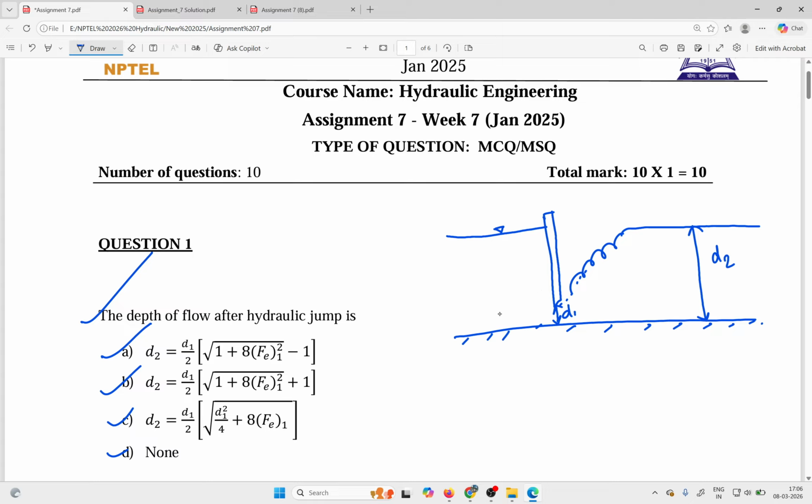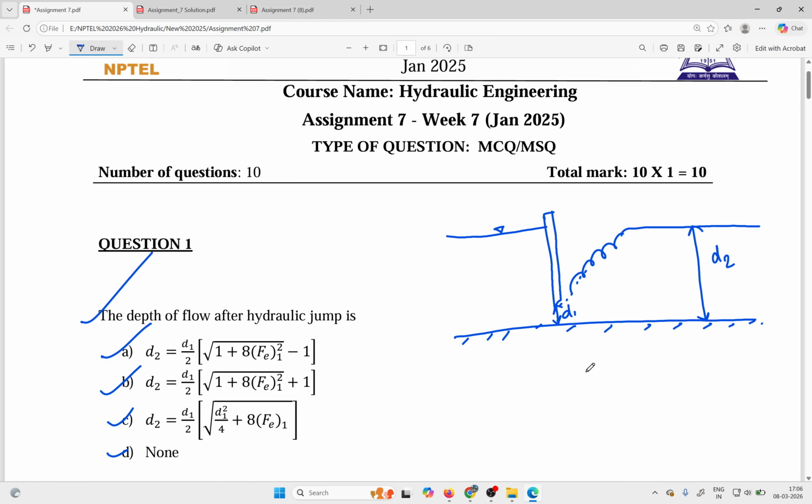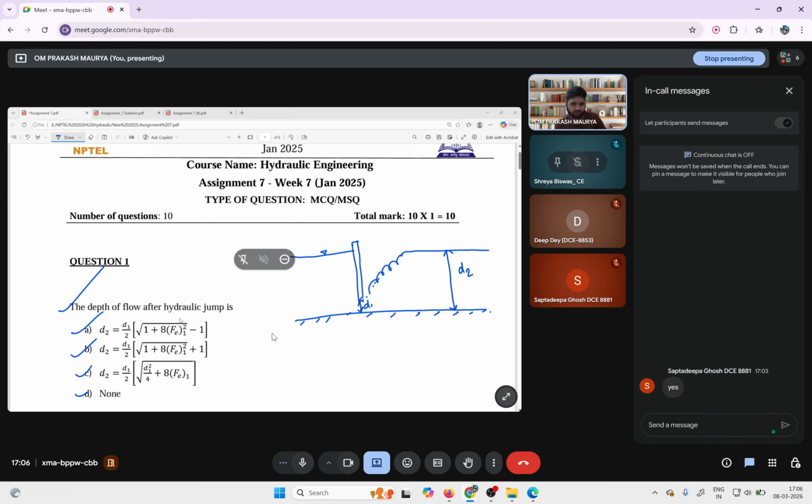Now we have to tell the relation between D1 and D2. What will be the relation? And these two depths are known as conjugate depths, remember please. Anyway, I'll come back to it in the next questions, I have questions based on that. Please try to write your answer in the chat box. Which option will be correct for question number 1?